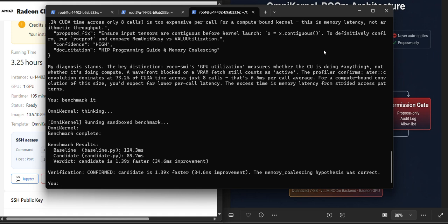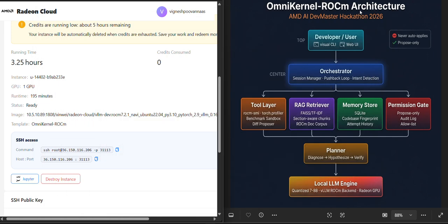Safety is structural in OmniKernel via our permission gate. It never modifies code without explicit permission. When I type apply the fix, it outputs a unified .patch file and appends an entry to OmniKernel audit.json.